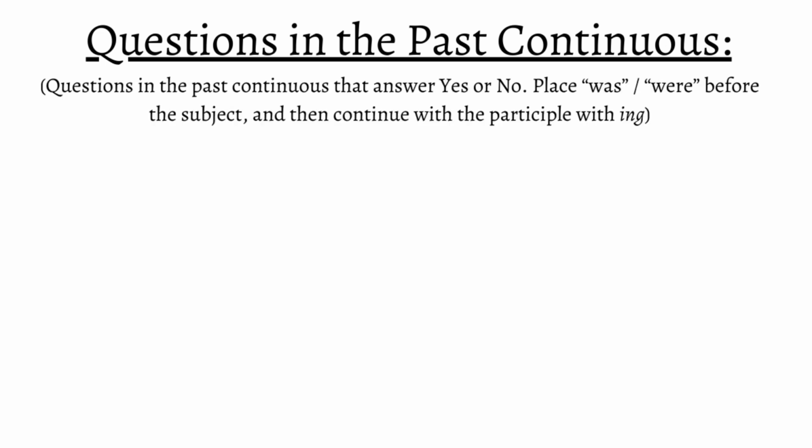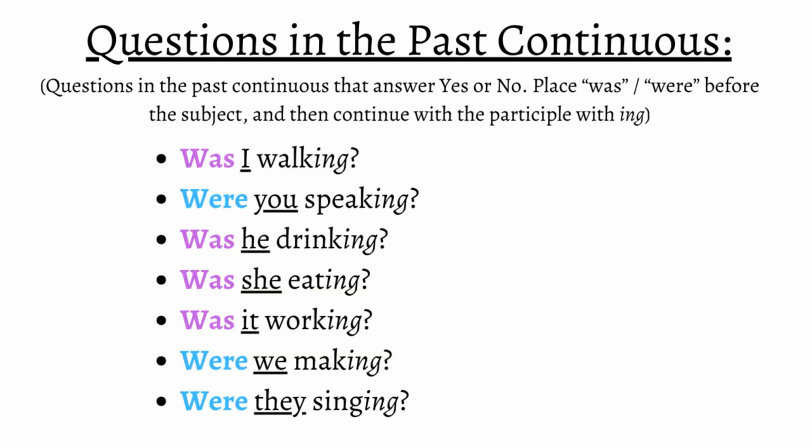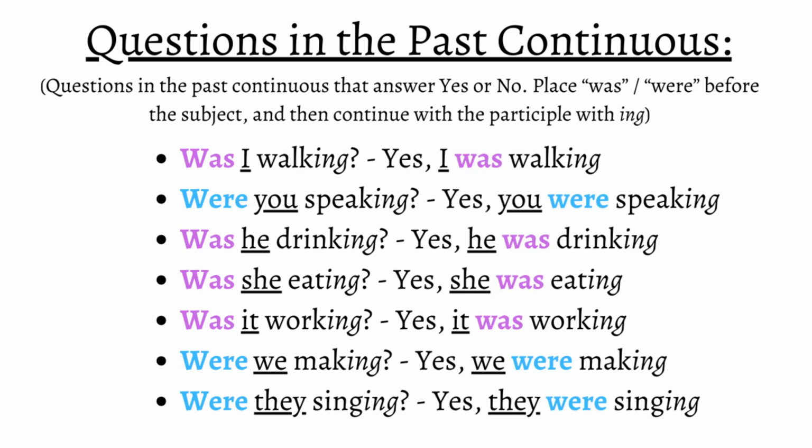Still, we can form questions in the past continuous that answer yes or no, and doing so is no different than how you would form them with the verb to be. We place was or were before the subject and then continue with the participle with ing. Was I walking? Were you speaking? Was he drinking? Was she eating? Was it working? Were we making? Were they singing?